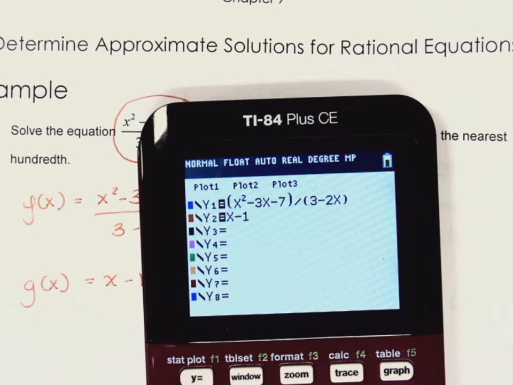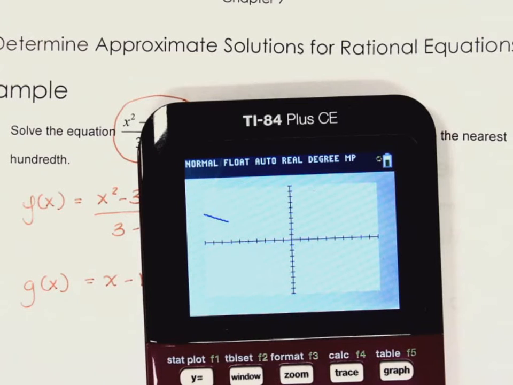Okay, so I have my two, and please note, I've put those brackets in. We know it's implied, but the calculator doesn't, so it would maybe only take -7 and divide that by +3, so I got to use those brackets.